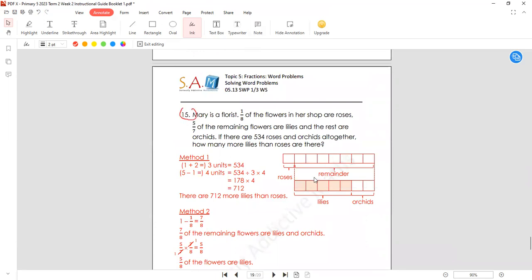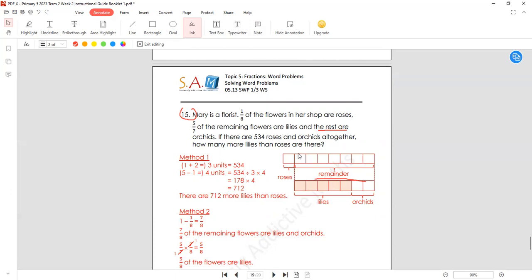because there's this idea of the remainder. Okay, then the rest are orchids. The rest are orchids here. 1/8 of the flowers in the shop are roses, 5 out of 7 of the remaining flowers are lilies. So here they've got to label it properly.